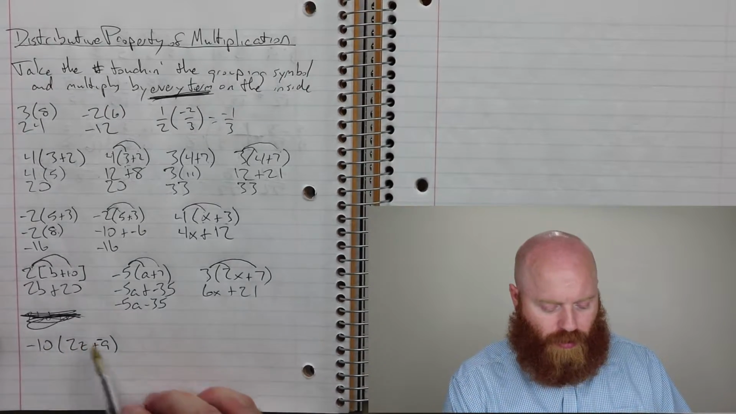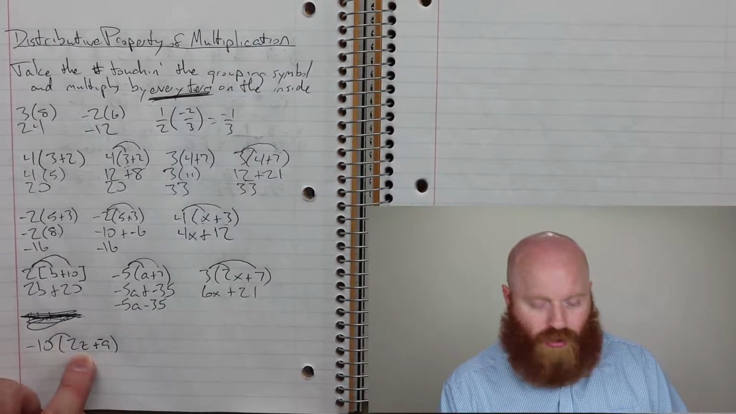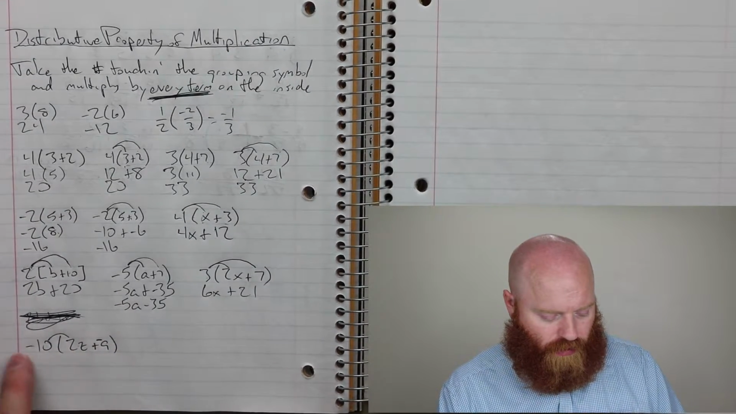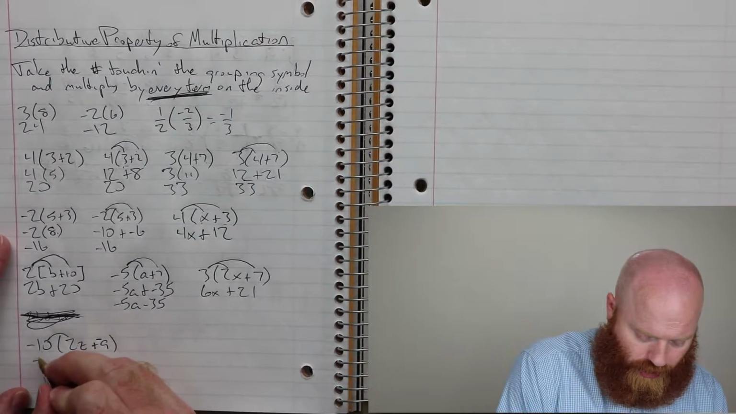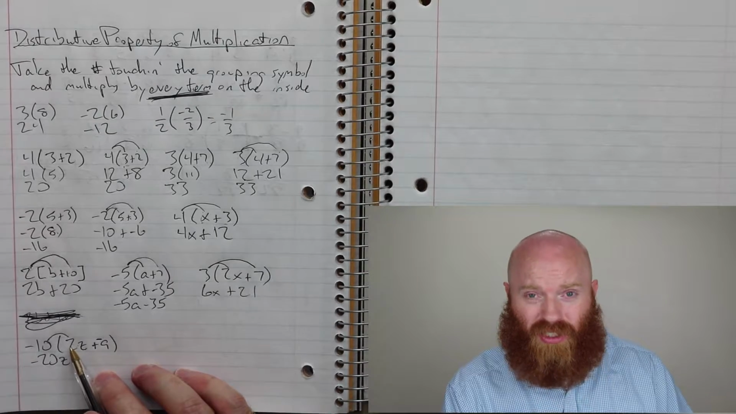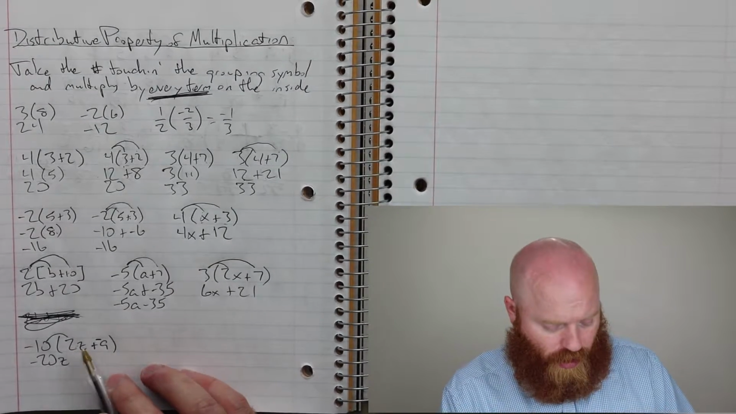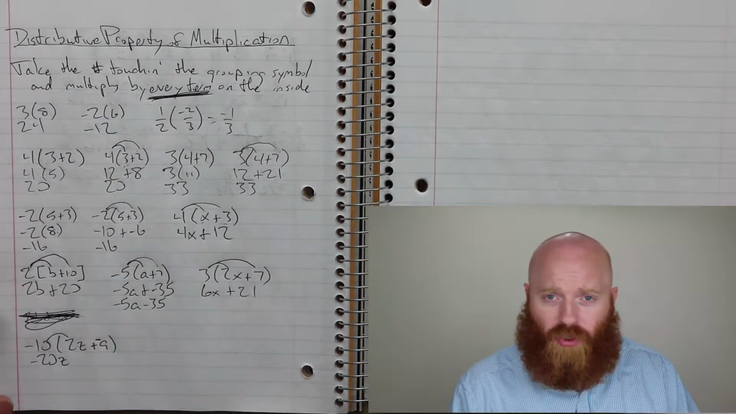Okay, take the number on the outside and multiply it by every term on the inside. -10 times 2z. I multiply the numbers and bring the z down. So -10 times 2, that's -20z. Now you notice zebras have stripes. 2s don't have stripes. You ever seen a 2 with a stripe? Yeah, me neither. But zebras do have stripes. That's why I put a little stripe right here. That's my z.